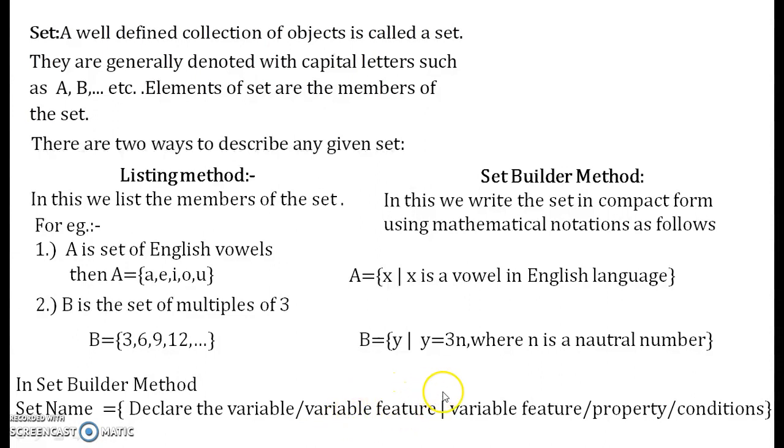Now if you write the variable feature over here in the first part, you need not write it a second time. If you don't write it in the first part, you write it in the second part. You write the property of the elements of the set. So y equal to 3n is the property, and what is the condition on n? The condition is that n should be a natural number. So this is the general format or layout of the set builder method.